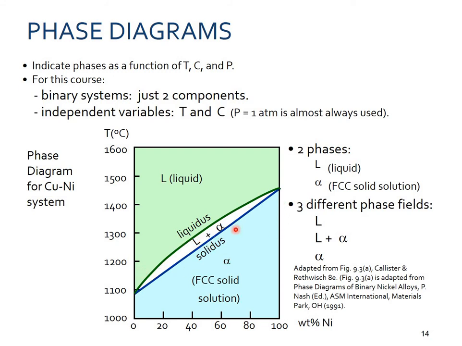The phase in between, L plus alpha, that is liquid plus the alpha solid phase, is the metastable state, and then we will have the FCC copper-nickel system, because both the phases, copper and nickel, are FCC. So we will be getting an FCC solid solution.